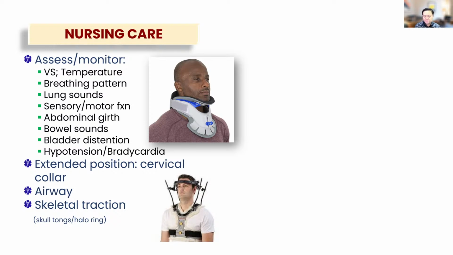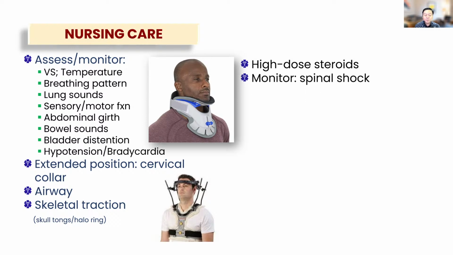What else? We need to focus here. Administration of high-dose steroids, especially during the first 8 to 24 hours. This is going to reduce the edema. Okay, this is going to be helpful in reducing the edema in the spinal cord. Another thing is monitoring the patient for spinal shock. Take note of the blood pressure, the heart rate. There's also autonomic dysreflexia.